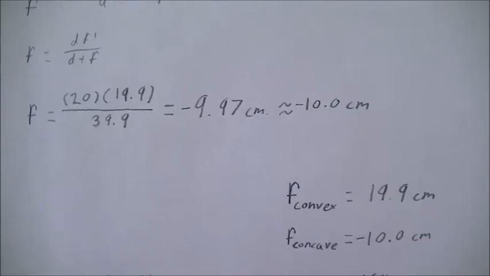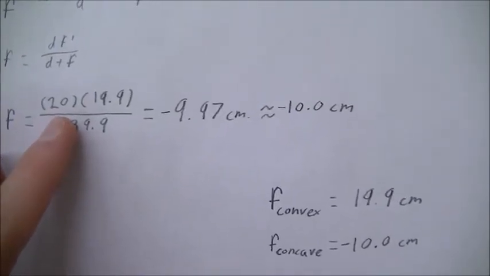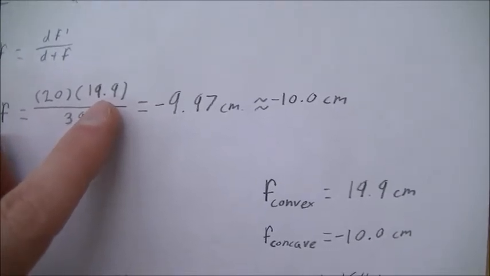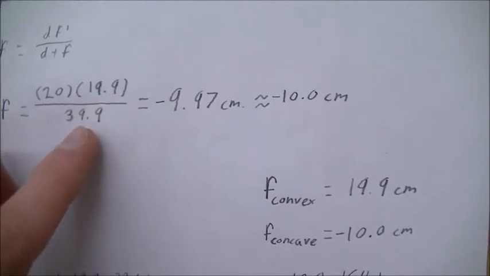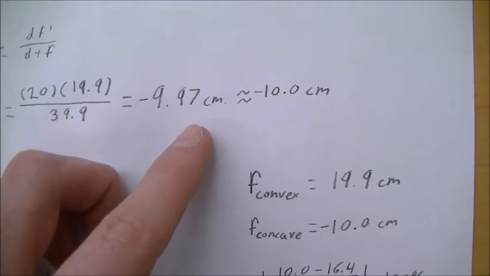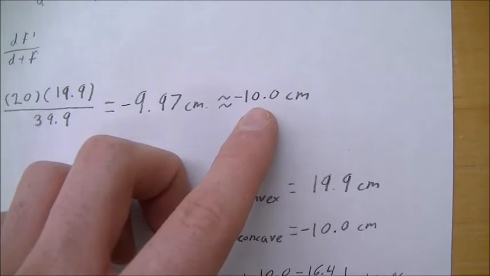So using this formula, we take 20 centimeters, the distance between our diverging lens and the light source, times 19.9 centimeters, our calculated value for the focal length of our convex lens, divided by the 2 added together, 39.9 centimeters, equals 9.97 centimeters. And since we've been rounding to the nearest tenth, let's leave it at that. So we'll take 10.0 centimeters.